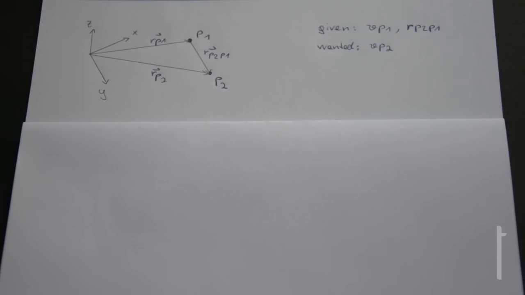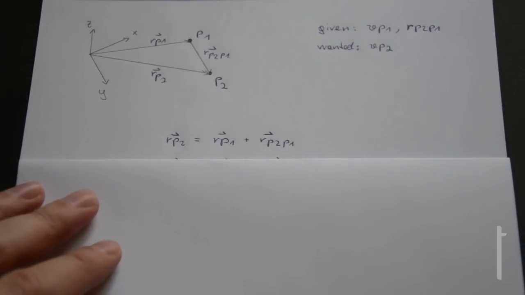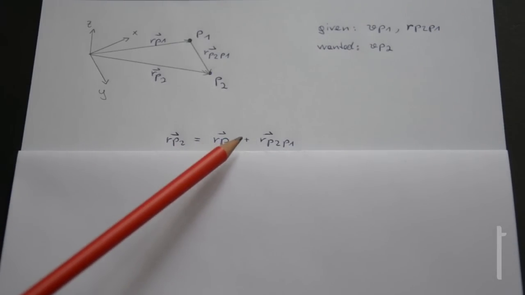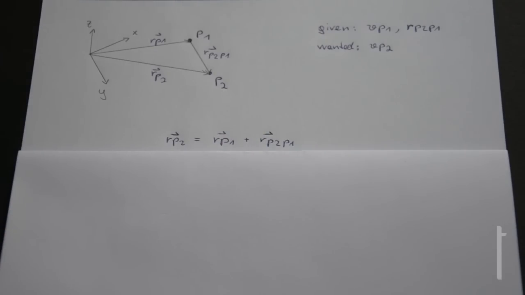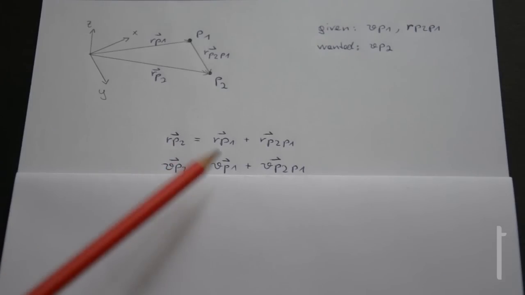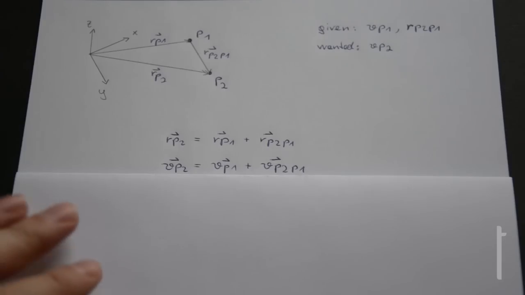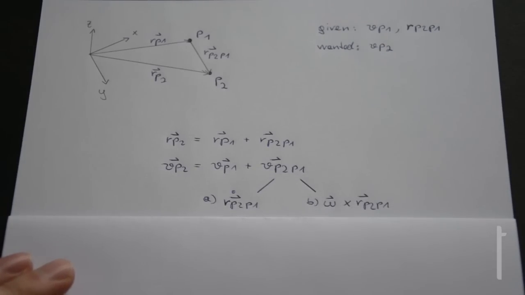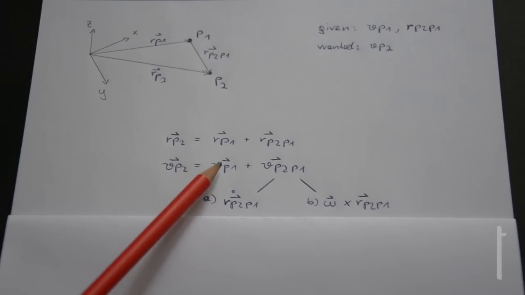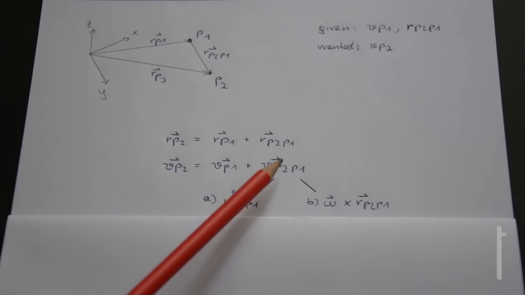Now it is not surprising that we can build up the vector rP2 out of these two here. So rP2 equals rP1 plus rP2P1. This is just a simple vector addition. And now if we derive the whole equation with respect to time, we get the important connection Vp2 equals Vp1 plus Vp2p1. So the velocity of point P2 equals the velocity of the point P1 plus the velocity of P2 related to P1.